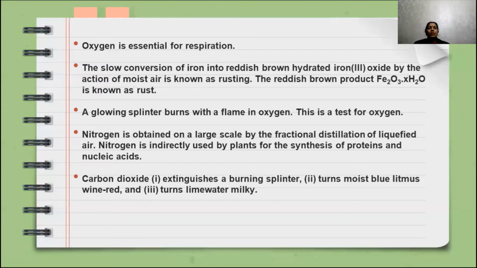Then, oxygen is essential for respiration. Then the slow conversion of iron, that means the process of rusting. Rusting means the slow conversion of iron into reddish brown hydrated iron oxide. In this reaction also, moist air and the action of oxygen are involved, and that process is known as rusting. The reddish brown product, that means hydrated iron oxide, is known as rust.